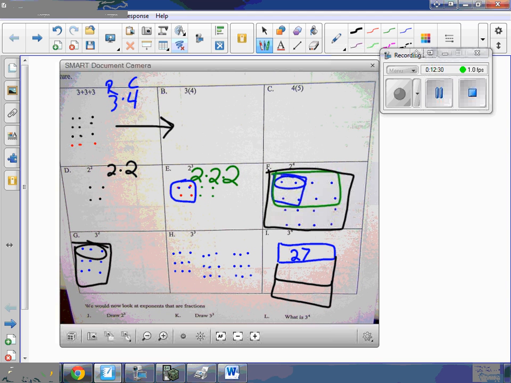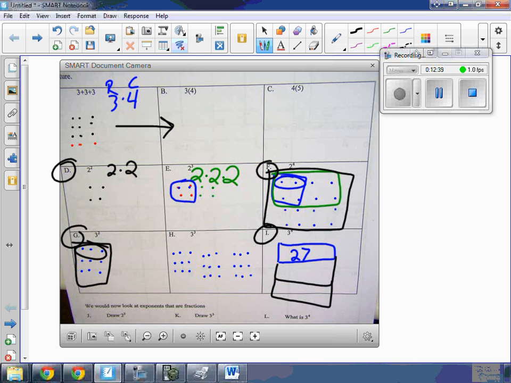Another interesting thing to note, how come the squares ended up in D, G, F, and I, and the rectangles ended up in E and H?